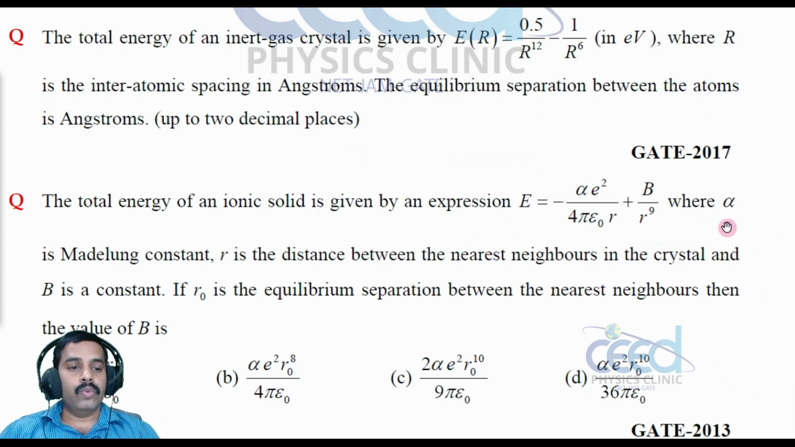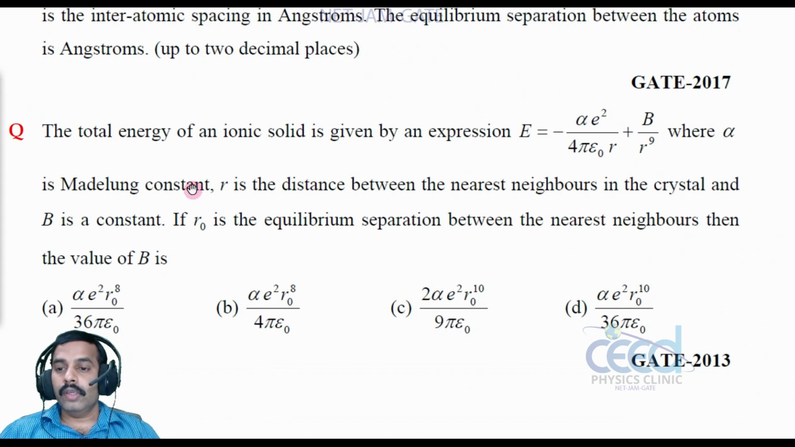Now let us come to another question. The total energy of an ionic solid is given by the expression E is equal to minus alpha e square by 4 pi epsilon 0 r plus b by r raised to 9, where alpha is the Madelung constant, r is the distance between the nearest neighbors in the crystal, and b is a constant. If r0 is the equilibrium separation between the nearest neighbors, then we need to find the value of b.